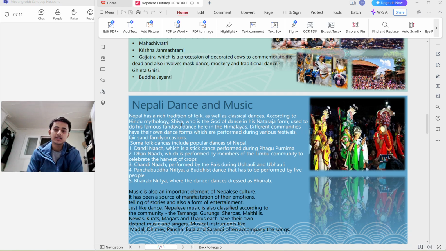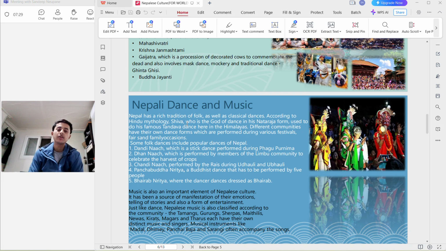Nepal has a rich tradition of folk as well as classical dance. According to Hindu mythology, Shiva, who is the god of dance in his Nataraja form, used to do his famous Tandava dance here in the Himalayas. Different communities have their own dance forms which are performed during various festivals, fairs, and family occasions.